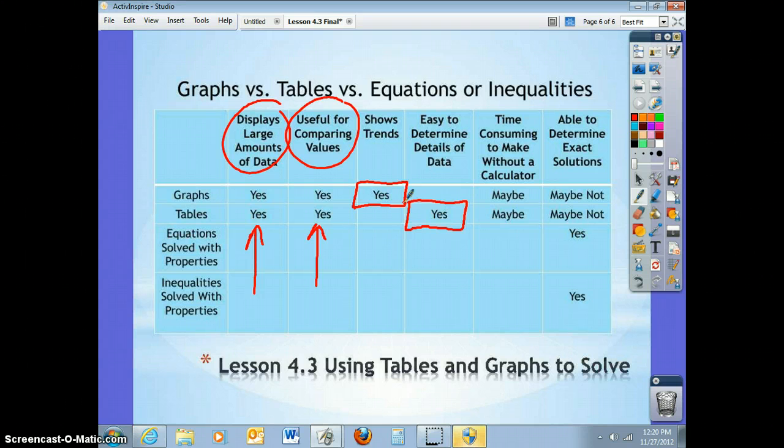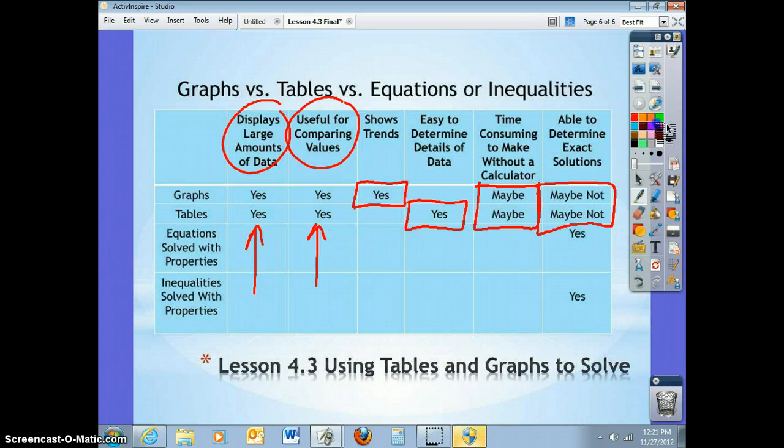The disadvantages of them could be that if you have lots of data to calculate, tables and graphs may be rather time-consuming to create, and if you have a calculator or a computer, less so. And they might not be able to determine an exact solution, because you might have to go into detail and detail and further and further and still not get an exact solution because of just the way the data is.